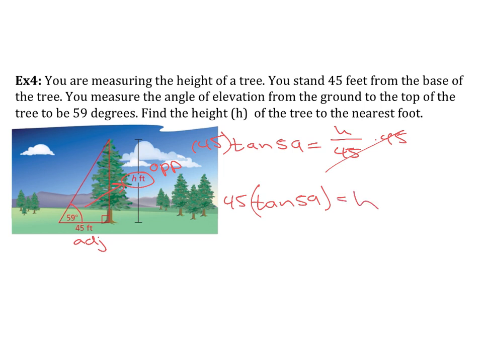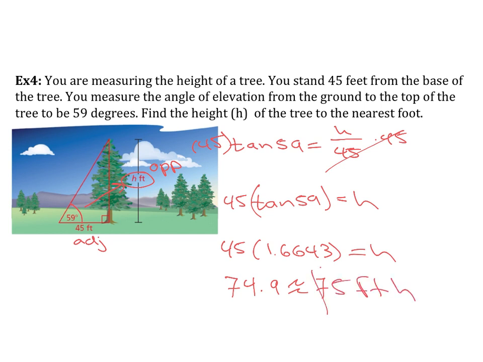And at this point, I'm going to go ahead and use my table to identify the tangent of 59 degrees. So again, go down to 59 degrees, go over to your tangent column, and we get 45 times approximately 1.6643. And if you multiply that together and round to nearest foot, then we get 74.9, or approximately 75 feet for the height of our tree.